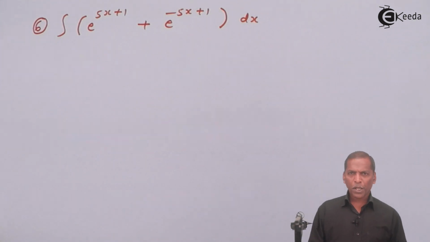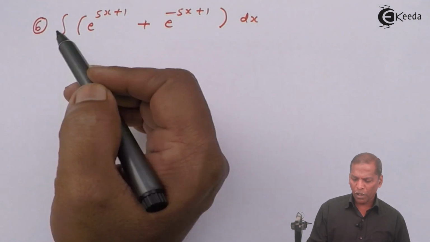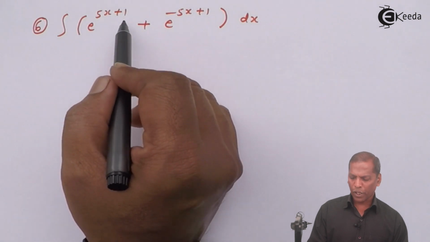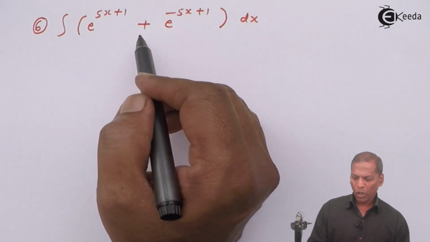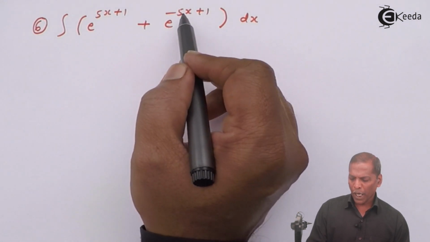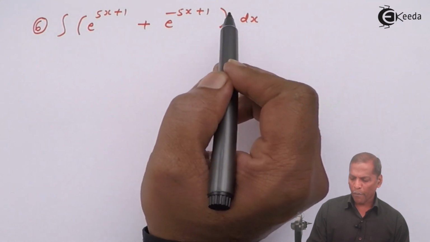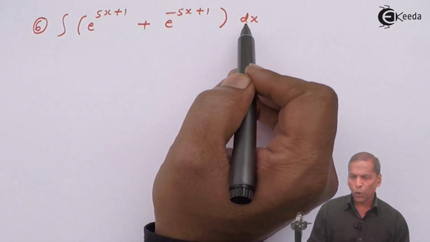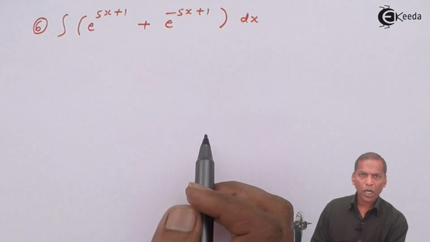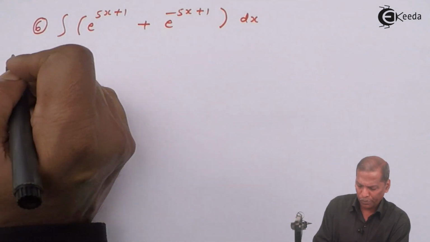The problem number 6 is integral of (e raised 5x plus 1 plus e raised minus 5x plus 1) dx. Now let's see the solution.